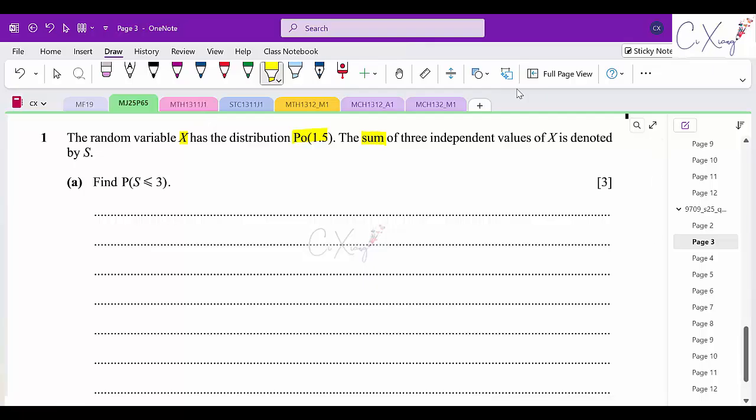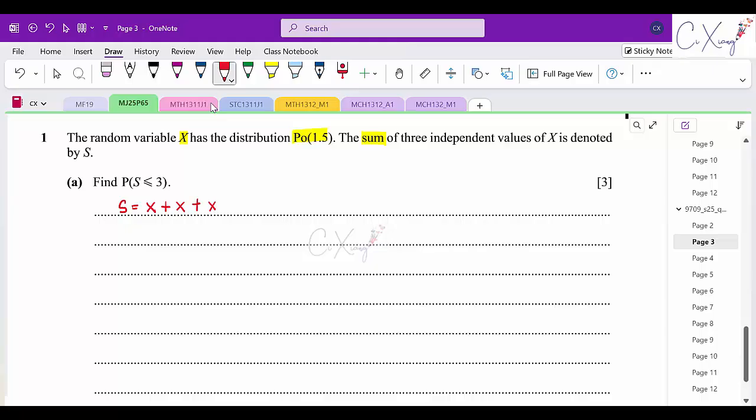So highlight the keyword sum. Sum means the addition, right? And S will be the sum of 3 X. Find the probability that S is smaller than or equal to 3. So first of all, you need to know that S can be written as the sum of 3 X. So I'm having X1 plus X2 plus X3.